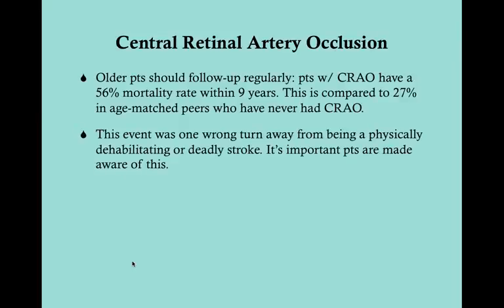Older patients should follow up regularly. Patients with CRAO have a 56% mortality rate within 9 years, and that's compared to 27% in age matched patients who have never had CRAO. So that's a big deal when you think about it. Let's say you got two twins, and one twin develops a CRAO and the other twin doesn't. That twin that developed the CRAO is 2 times more likely to die within the next 9 years.